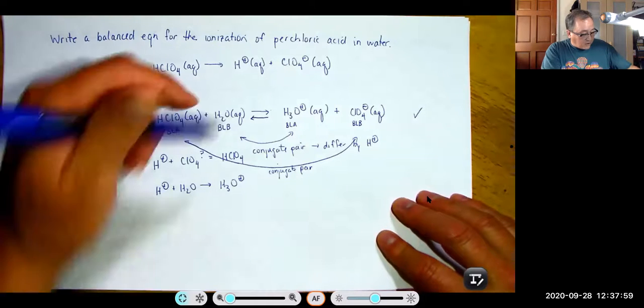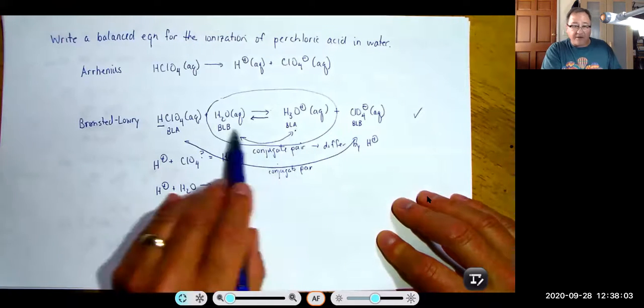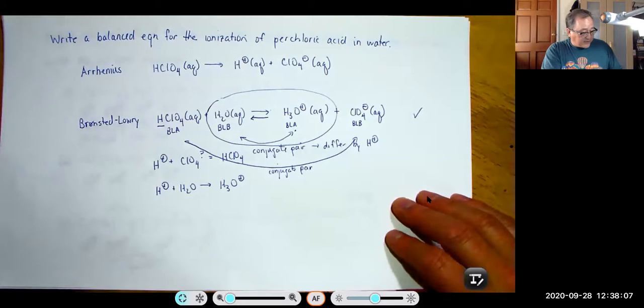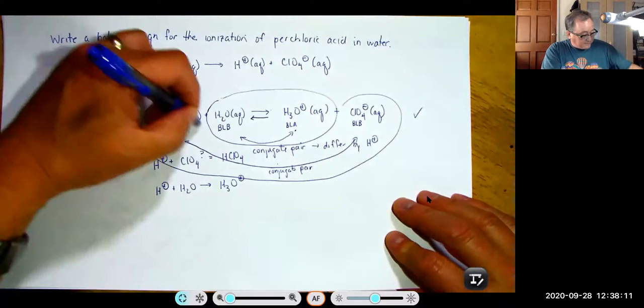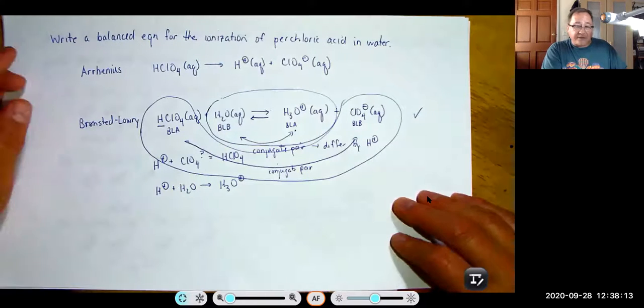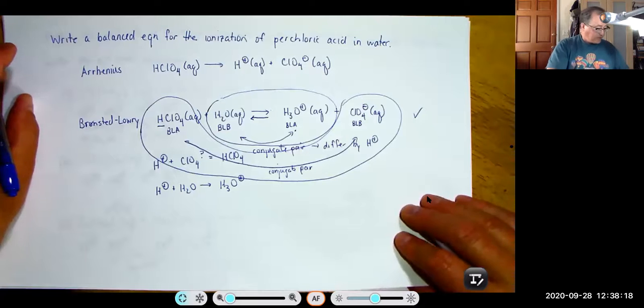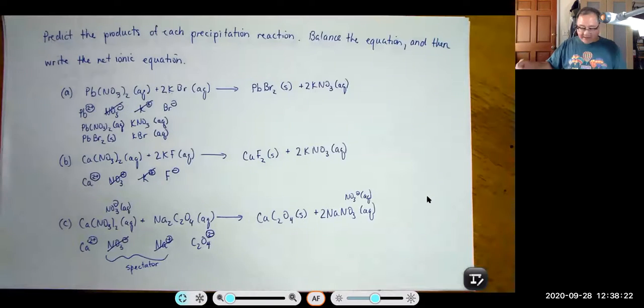These two are called a Bronsted-Lowry acid-base pair. They differ by 1 hydrogen with a plus charge. And these two are a Bronsted-Lowry acid-base pair. They differ by 1 hydrogen with a plus charge. Okay, so that's what we missed. And now we're going to go back to this.